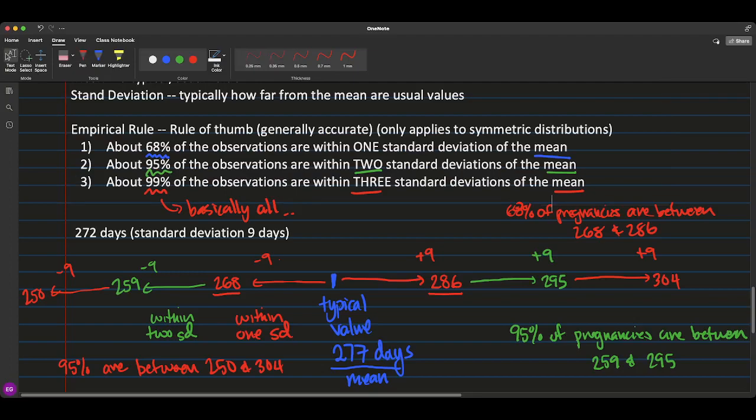Okay, so this empirical rule gives you a rough guide of how far from the mean a certain percentage of the population will probably be. Well, 68% will be within 1 standard deviation, 95% within 2, and 99% within 3 standard deviations.